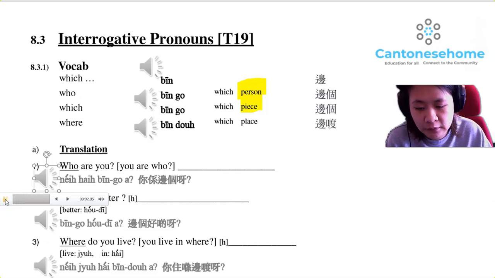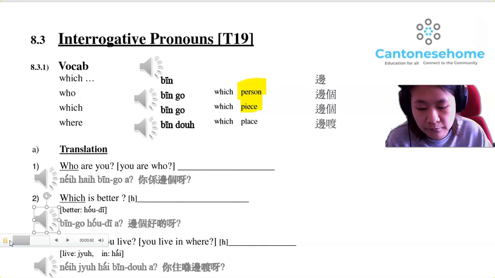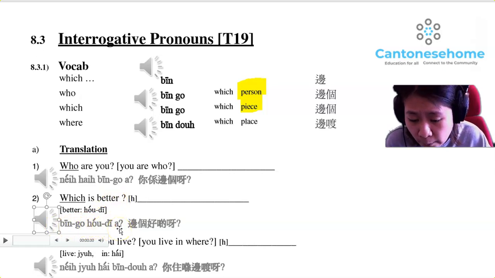你係邊個啊? Who are you? So see, the question word is at the end of the sentence. 邊個好啲啊? In this case, it changes from a person to a thing. So which is better? 好 is just good, and then 好啲 is better. 邊個好啲啊? Which one is better?